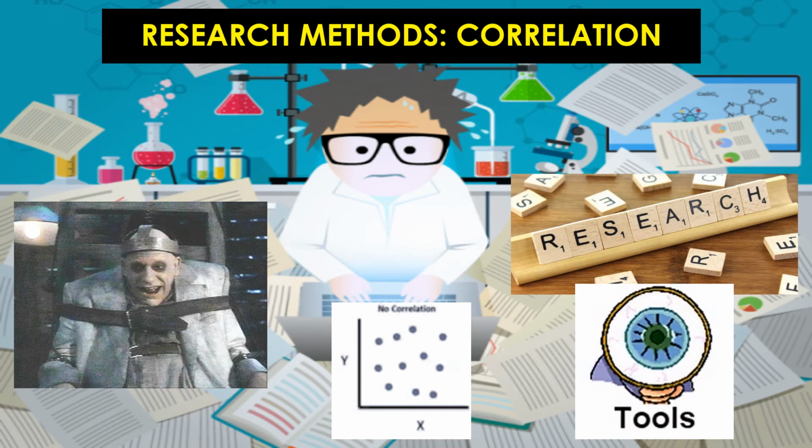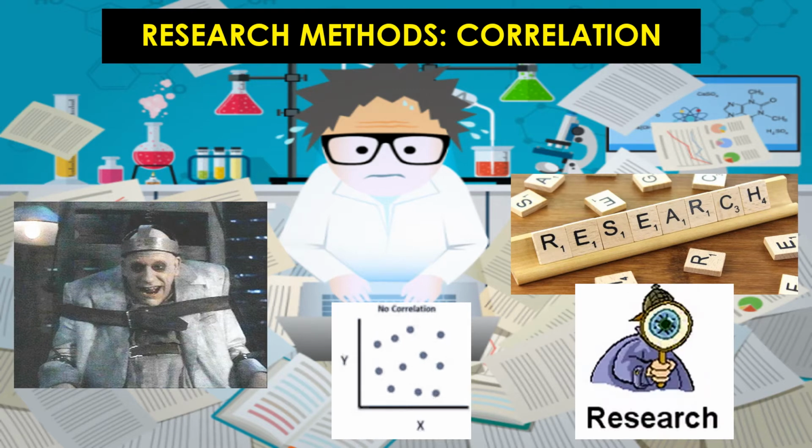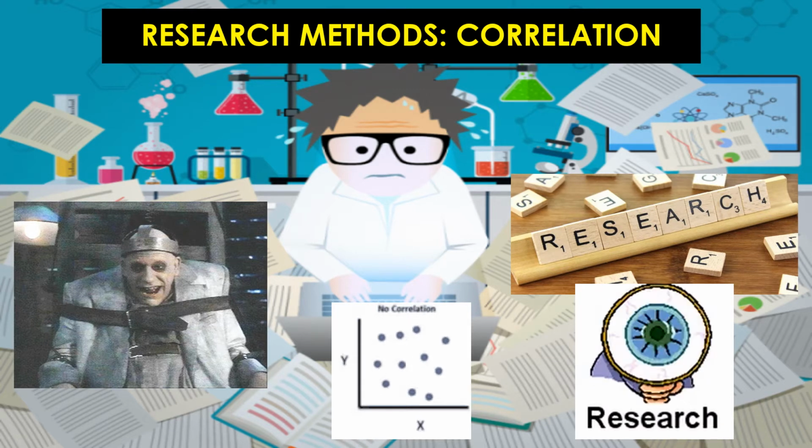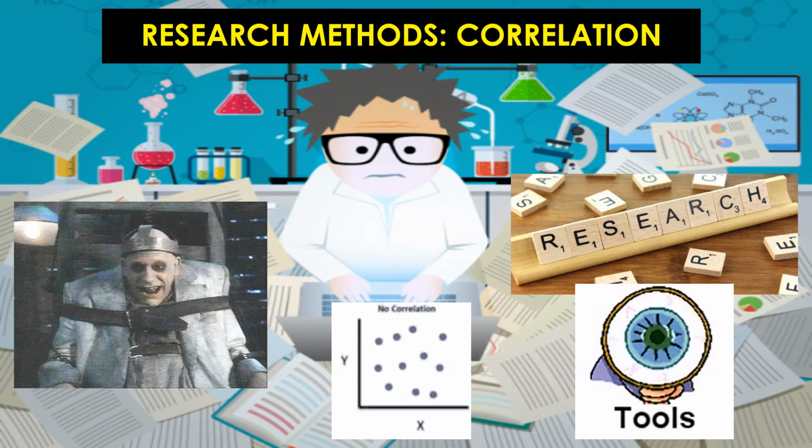There are many different kinds of research used in the sciences, but one of the number one ways that we do research is look for correlations. So in this video, I'm going to explain correlation.